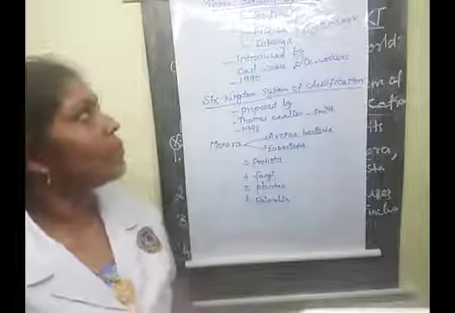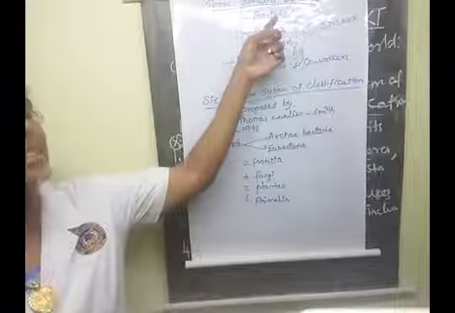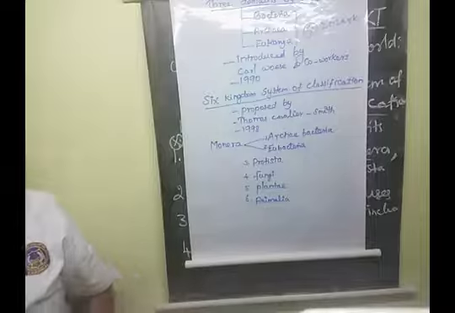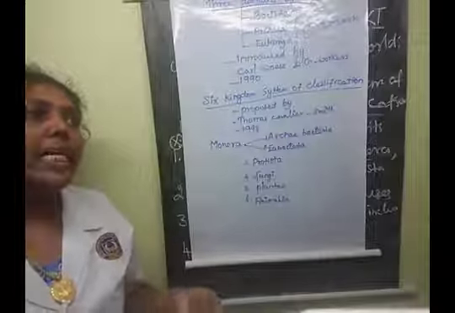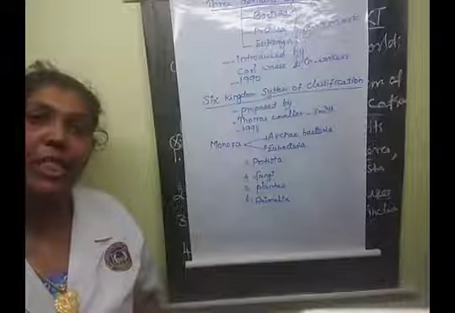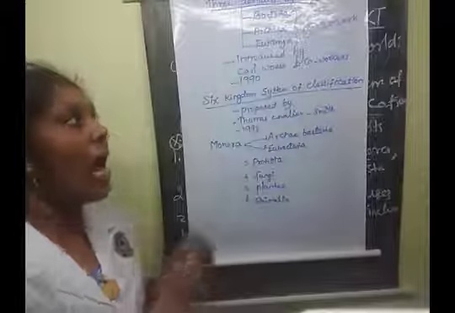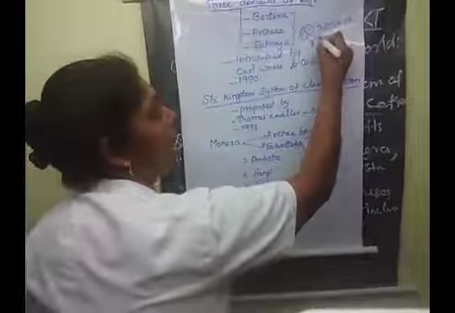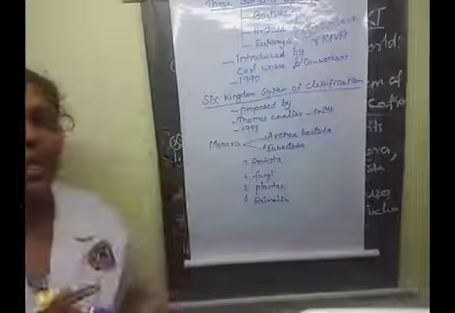Understood? Yes. Then, on what basis are these three domains of life classified? First, they are based on the differences in rRNA structures, that is, the differences in rRNA nucleotide sequence.